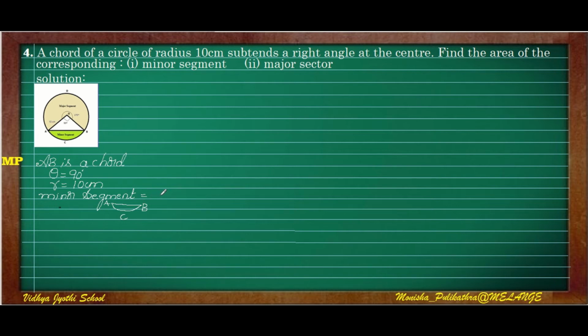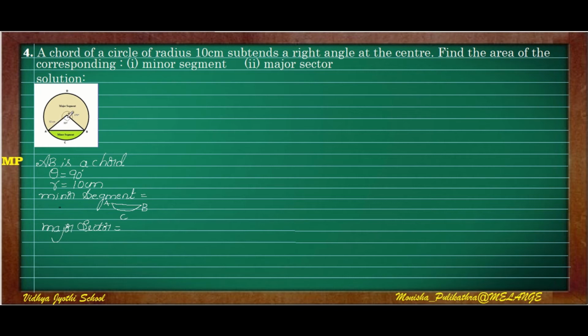So the minor segment is ACB. Next, we know the minor segment is ACB. Next we need to find out the major sector. The major sector, you can see here from the origin O, is the biggest arc which cuts, this is called a major sector.